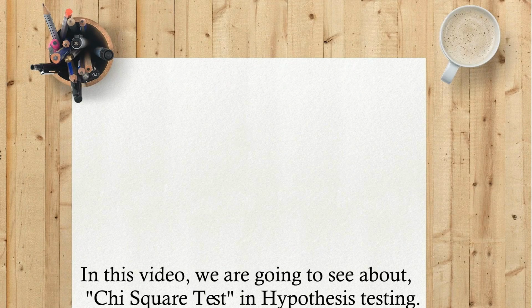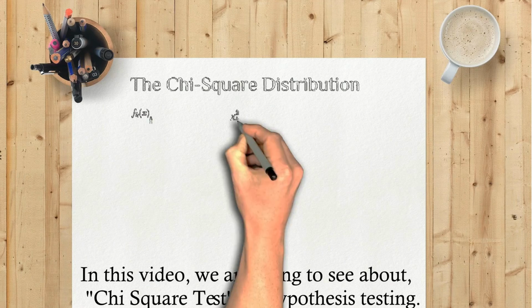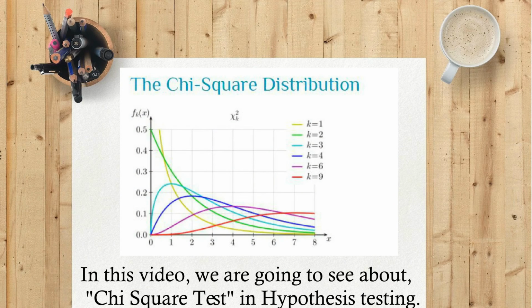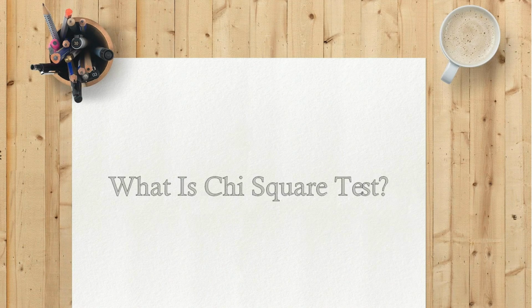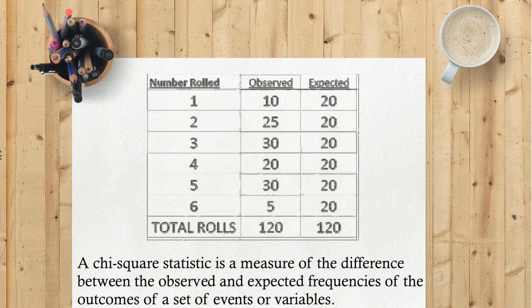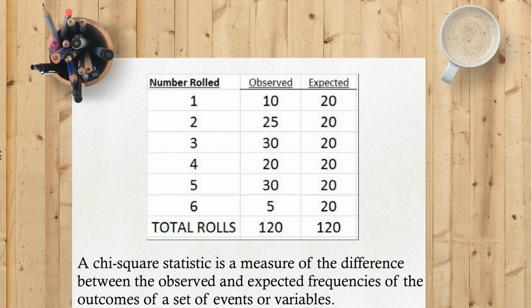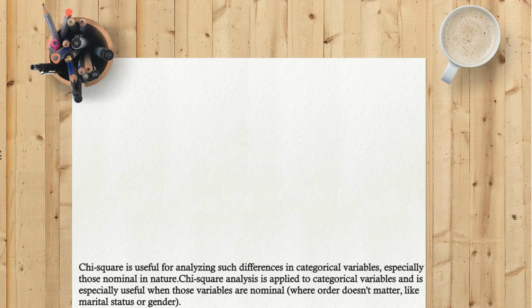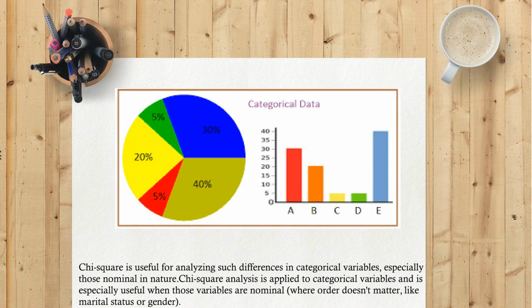In this video, we are going to see about chi-square test in hypothesis testing. What is chi-square test? A chi-square statistic is a measure of the difference between the observed and expected frequencies of the outcomes of a set of events or variables. Chi-square is useful for analyzing such differences in categorical variables, especially those nominal in nature.